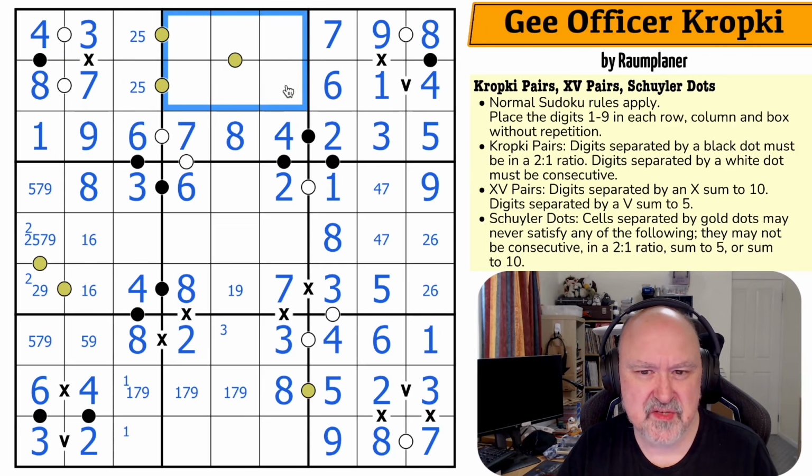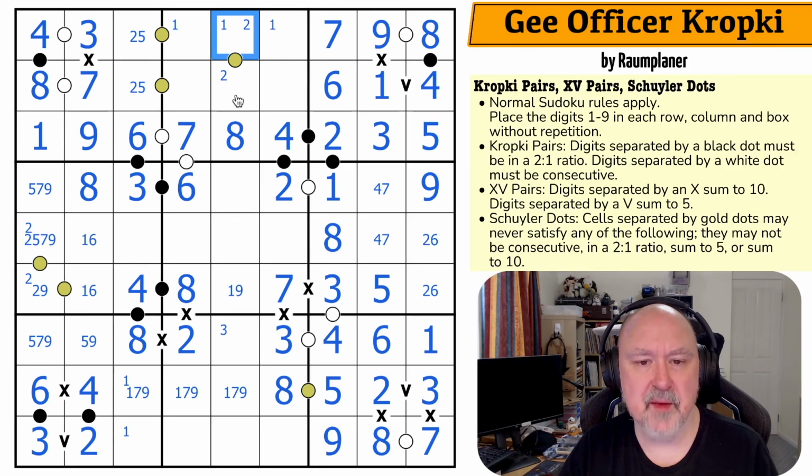Now maybe I can do something in here because 1 is in one of those. Not sure about 2. Actually, 2 is in one of those. So that can't be a 1 or that would be a 2.